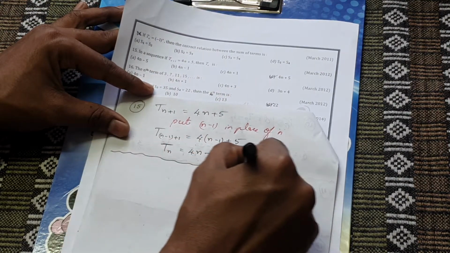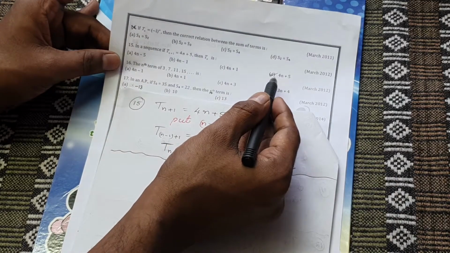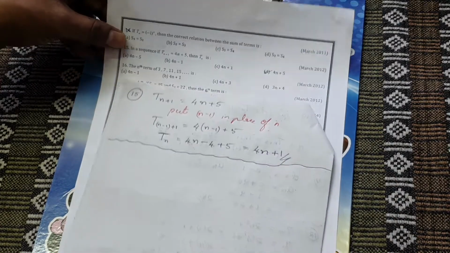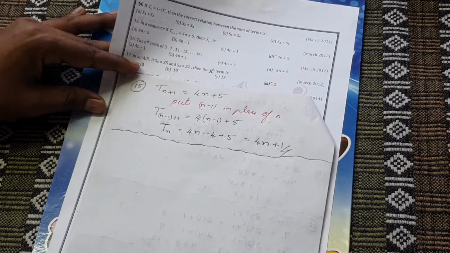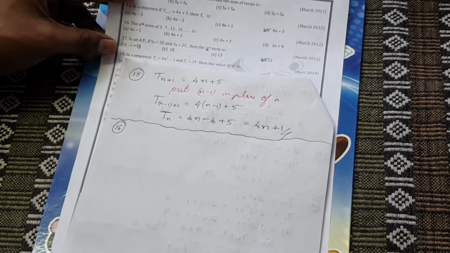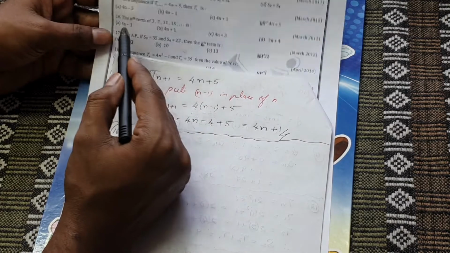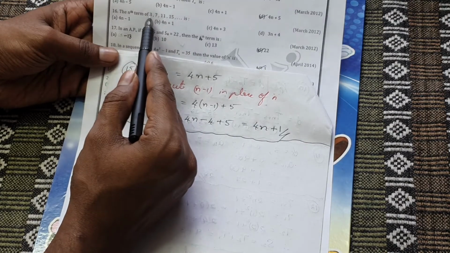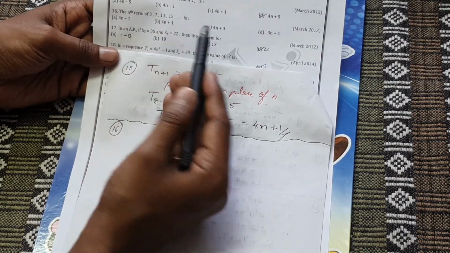So this was the question paper solved by one of the students. Some wrong markings are done, don't worry about it. Okay. So we'll go to the 16th question. The 16th question is, the nth term of 3, 7, 11, 15 is.